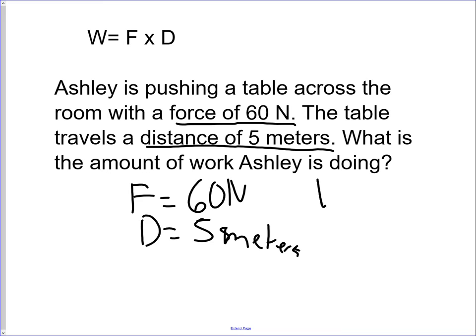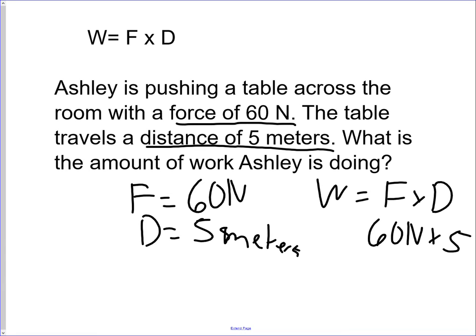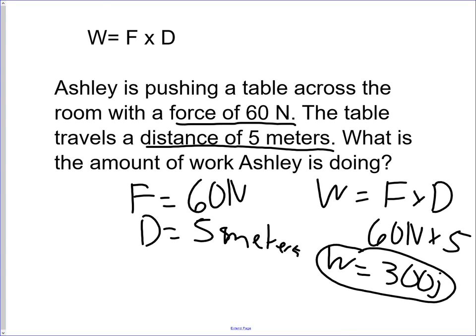Our formula again, up here, is work is equal to force times distance. So our force would be 60 newtons times 5. So 60 times 5, our W would equal 300 joules. That's again just a reminder of our label. As we do these kinds of problems, it's important to remember that you need to have a force as well as a distance. If it doesn't have those two things, then it would not be work.